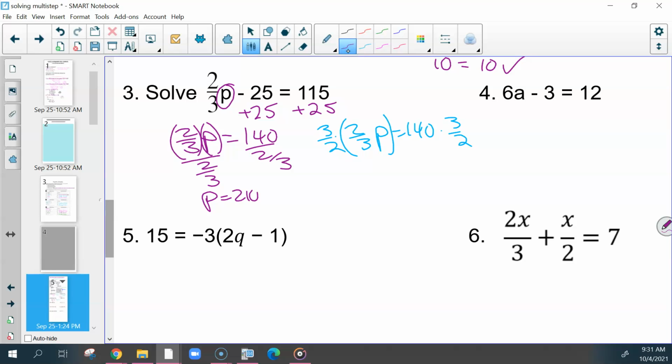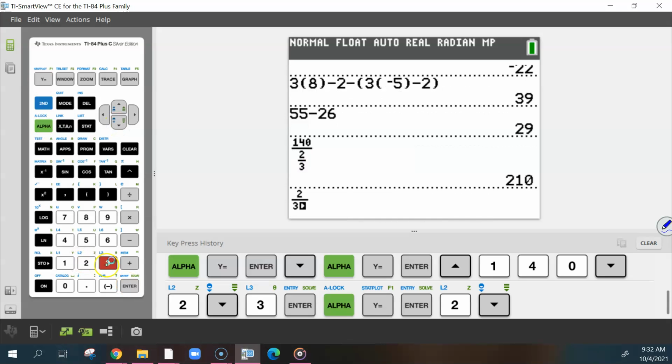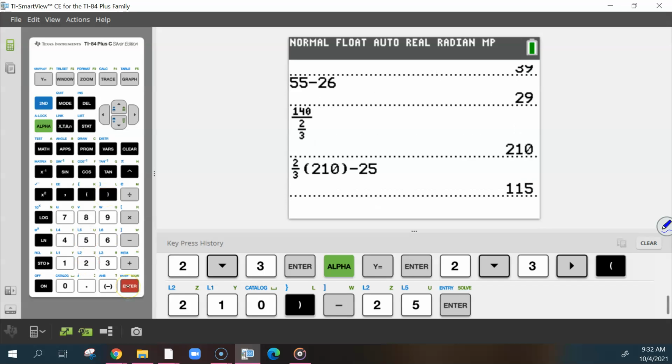Now, to put this back in, I'm going to use 210. It would be 2/3 times 210 minus 25. I'm going to put this all in my calculator at the same time instead of trying to do it separately. So alpha y equals, give me that fraction, multiplied by the number we got, that 210. Subtract 25. And we got 115.